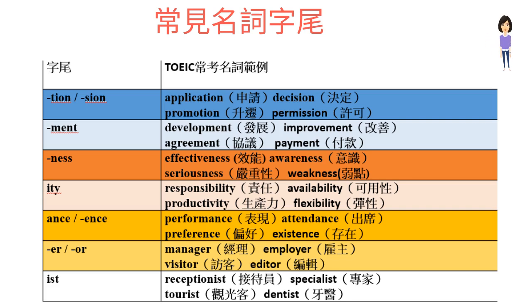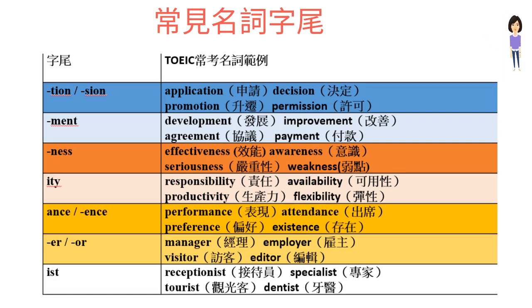Examples: responsibility, duty or obligation. Availability, being free or ready. Productivity, how much you produce. Flexibility, the ability to change or adapt.